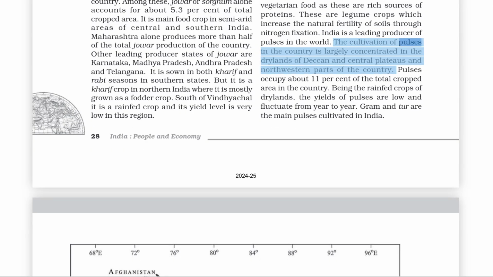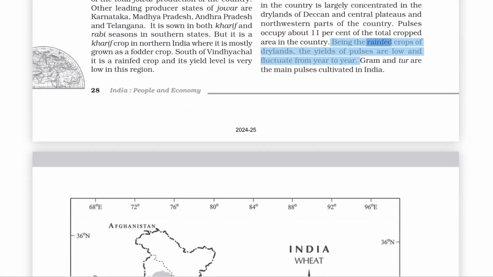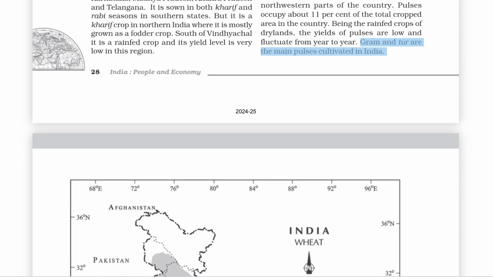The cultivation of pulses in the country is largely concentrated in the drylands of Deccan and Central Plateaus and northwestern parts of the country. Pulses occupy about 11% of the total cropped area in the country. Being the rain-fed crops of drylands, the yields of pulses are low and fluctuate from year to year. Gram and tur are the main pulses cultivated in India.